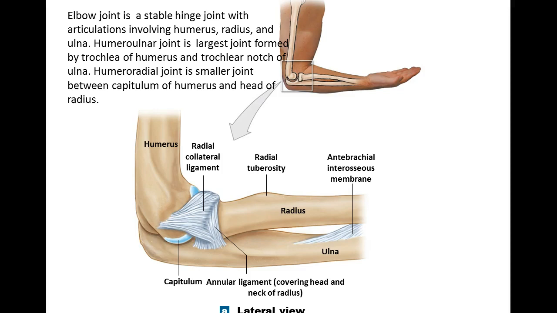The next joint is your elbow joint. This one is a hinge joint. It's very stable. The shoulder was not very stable. Good movement out of the shoulder. Thank goodness, we love our shoulder, but not so stable. The elbow is pretty stable between the humerus and the radius and the ulna. The humerus and the ulna is the larger joint, and that's formed by the trochlea of the humerus and the trochlear notch of the ulna.